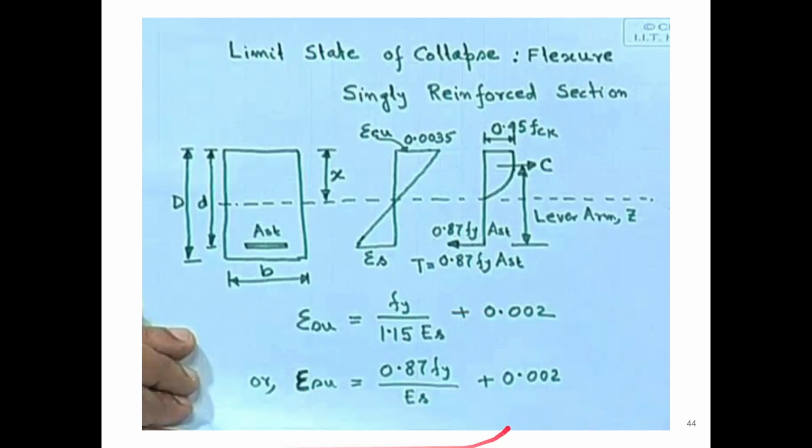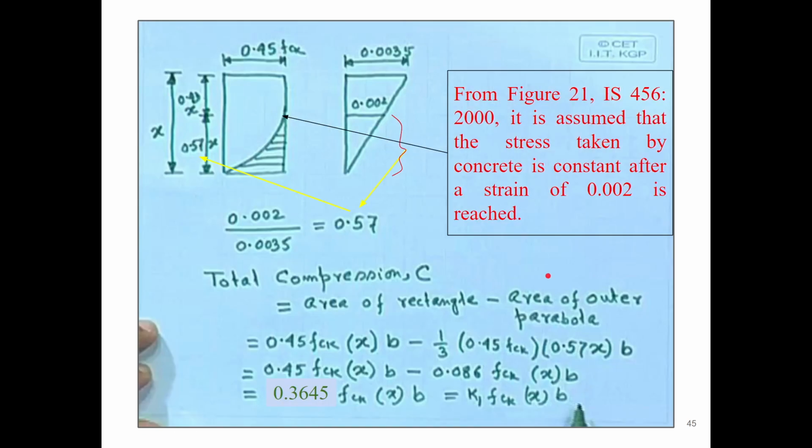As you can see here, apart from that, the other things are almost similar to working stress. But here c will not be that easy; we have to calculate it. This will be a rectangle and this is a parabola, that's why it has not been given directly. And for T, it will be sigma st into Ast, where sigma st is fy by 1.15, that is 0.87 fy, so T equals 0.87 fy Ast, right?